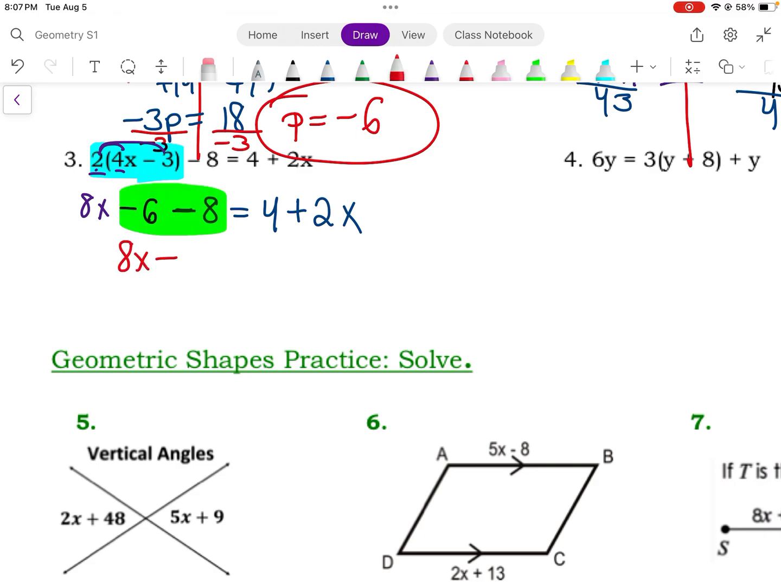So I have a -6 and a -8, which is a -14. Use those calculators. Practice putting those in the calculators to make sure you know what's up. Okay, now I can do my balancing act.